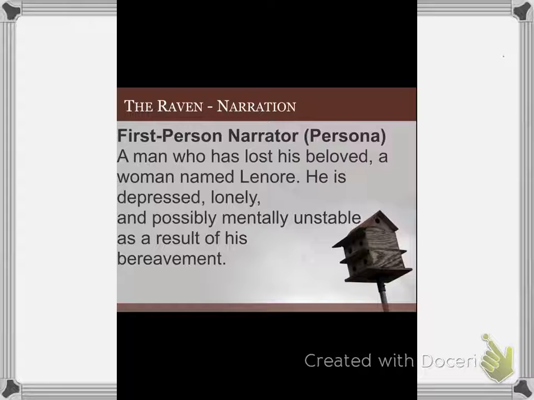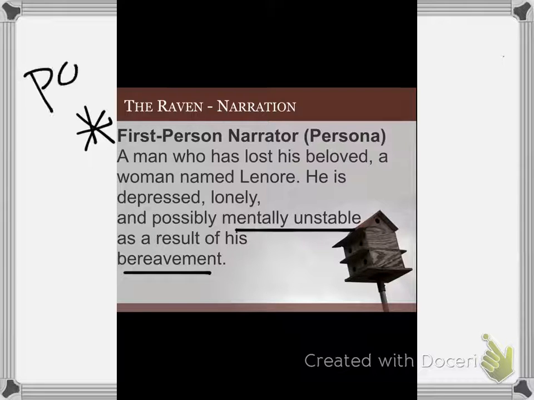All right, narration. What point of view is it told in? It's a first person narrator, a man who has lost his beloved, a woman named Lenore. He is depressed, lonely, and possibly mentally unstable as a result of his bereavement. That just means the sadness for his loss, so there's a vocab word. But I want us to focus here on it being first person point of view, and he's mentally unstable. There's conflict happening in his mind. That is our conflict.